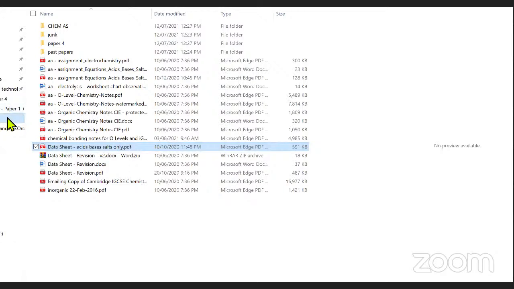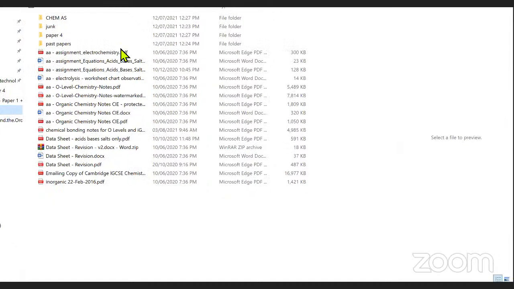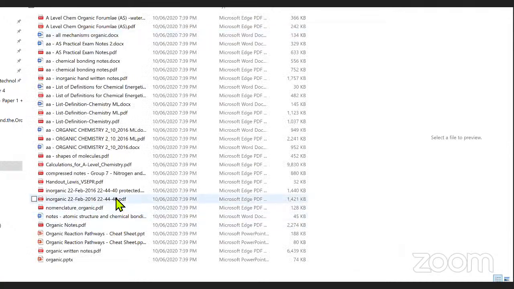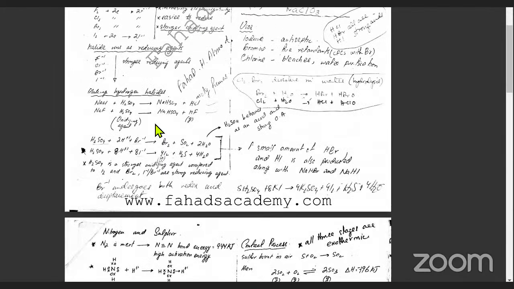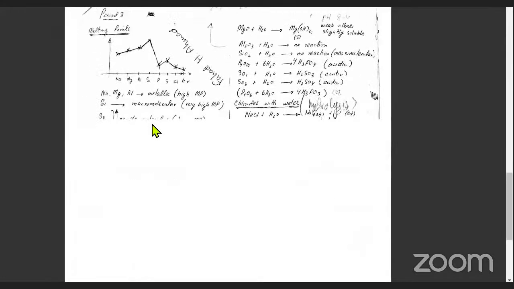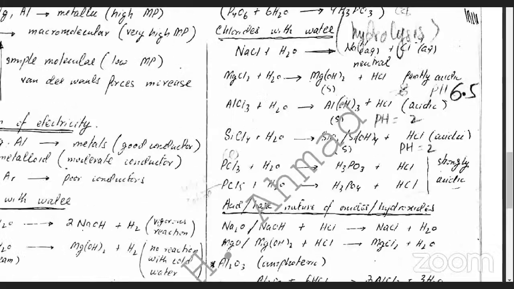Just a second. So I'm going to open up the inorganic notes, which I think is this one. SiCl4 with water would hydrolyze. So this is your period 3. These are your reactions of chlorides with water.